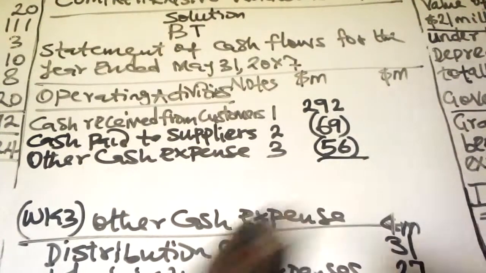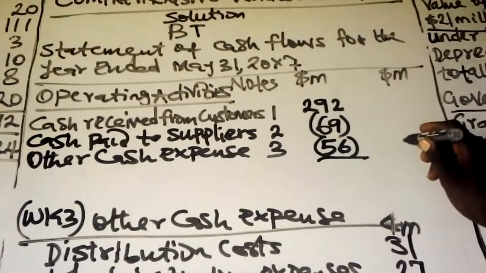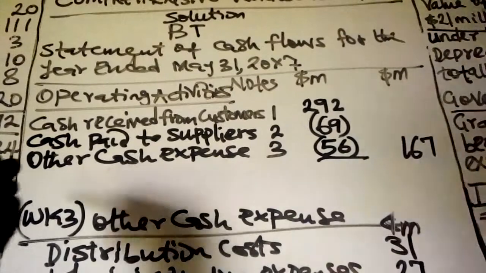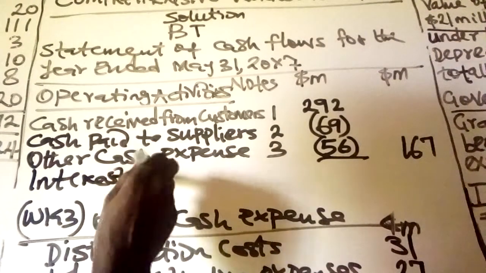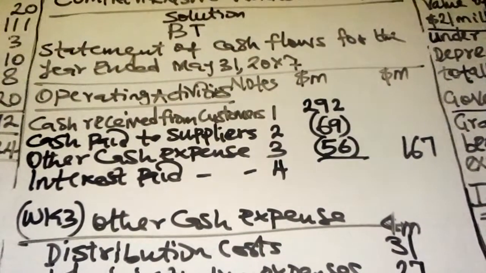After this, you have 292 minus 69 minus 56, then you have 167. After that, we have interest paid. Let's have that as note 4. Interest paid.